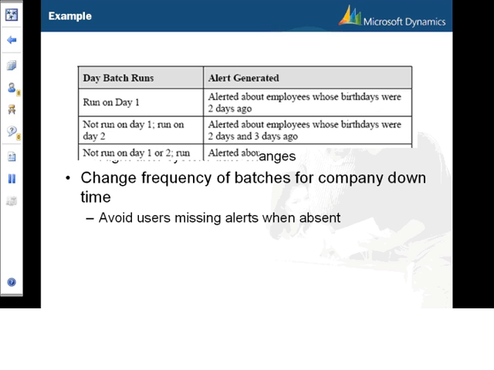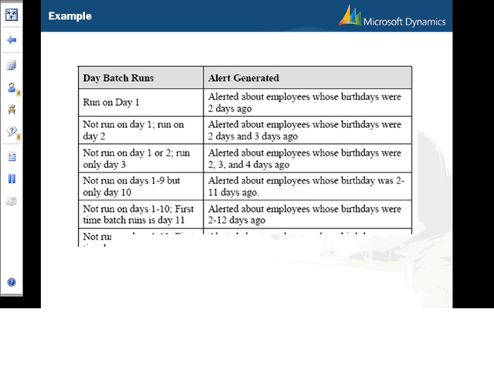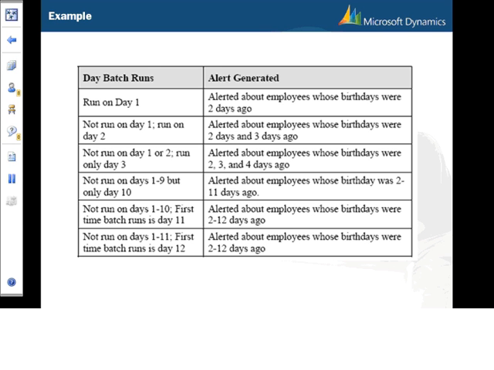For example, you create an alert rule by which you are alerted when an employee birthday was 2 days ago. The batch processing window interval is set to 10 days. So if the batch runs on day 1, the user is alerted about employees whose birthdays were 2 days ago. So let's have a look at this example. We have the day the batch runs and the alert generated.